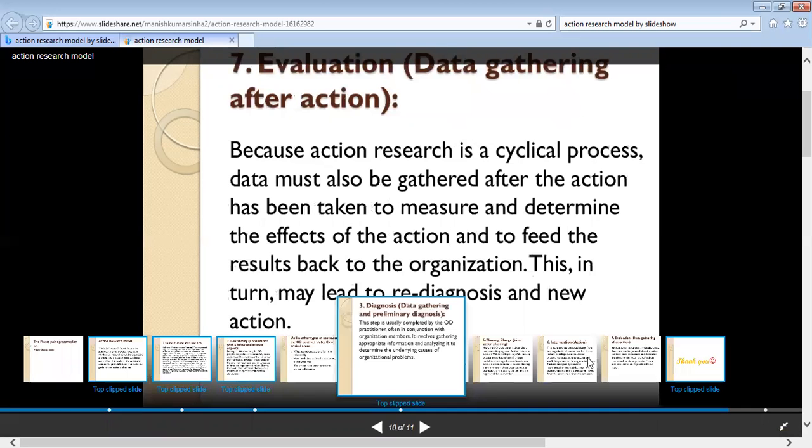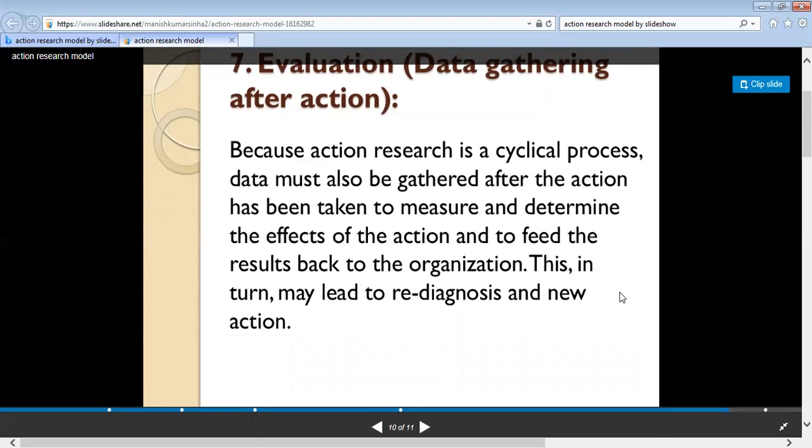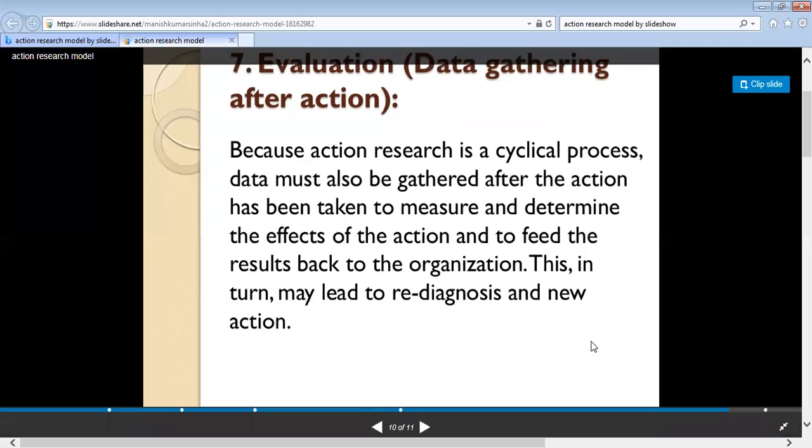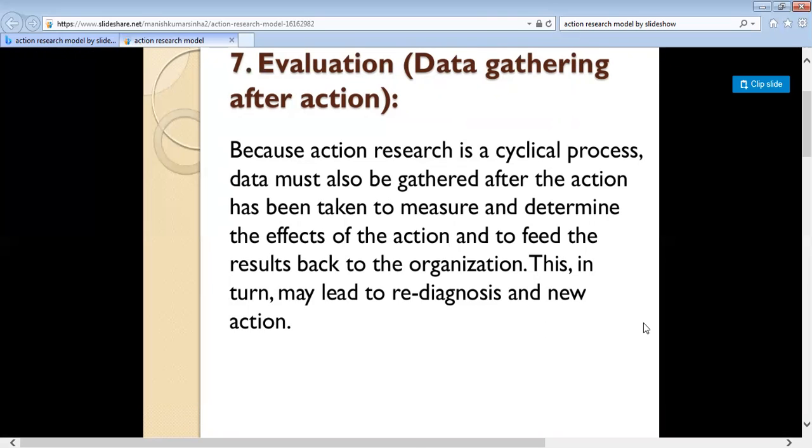And after that, this is the last stage, that is your evaluation, data gathering after action. Because action research is a cyclical process, you can say it is an iterative process, a repetitive process. Data must also be gathered after the action has been taken to measure and determine the effects of the action and to feed the results back to the organization. This in turn may lead to re-diagnosis and new action.